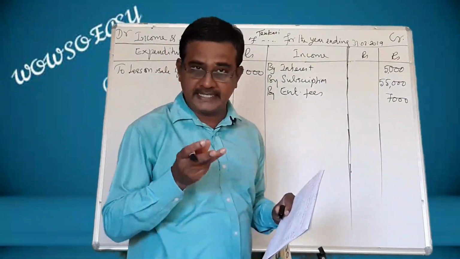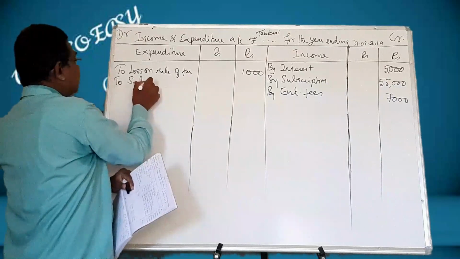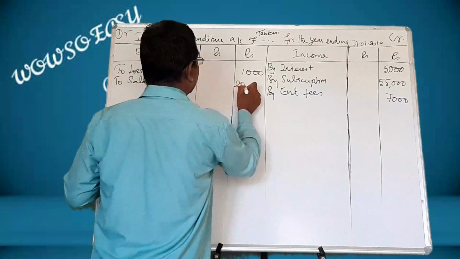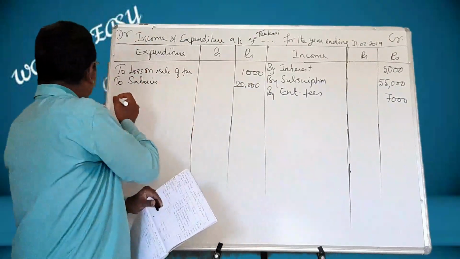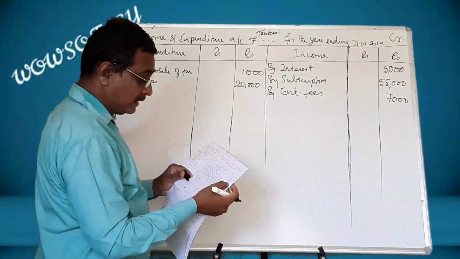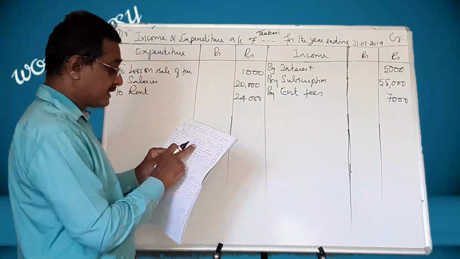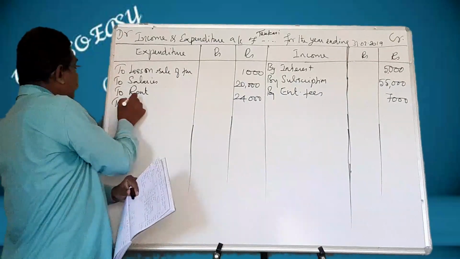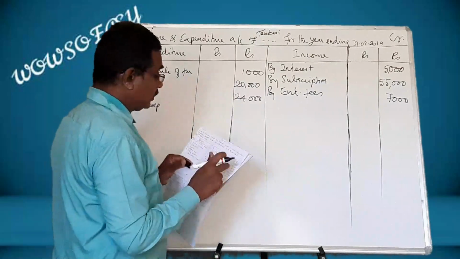Now let us come to the payments side. By salaries, it is a revenue item. So we bring it here to salaries. What is that amount? 20,000. Next one, rent. It is a revenue item. So we bring it here to rent. What is that amount? 24,000. And next, traveling expenses. It is a revenue item. So we bring it here to traveling expenses. What is that amount? 2,000.